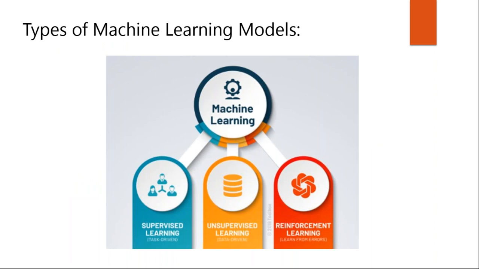Now, let's get into types of machine learning models. Each type is designed to solve a problem, and it is important to choose the right one which suits our problem statement. Basically, they are divided into supervised, unsupervised, and reinforcement. Let's get into it one by one.